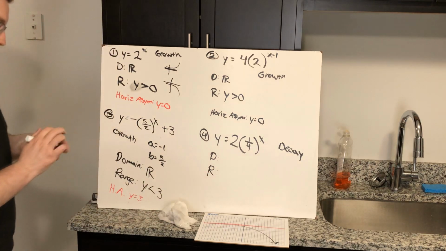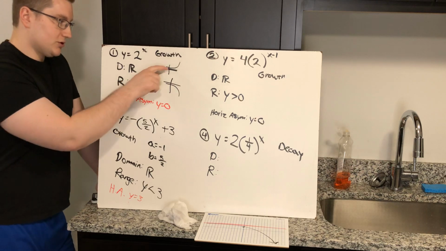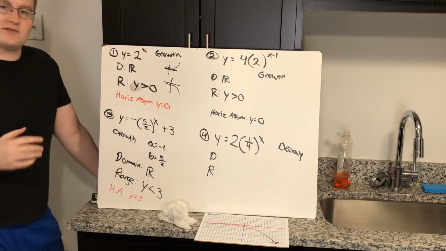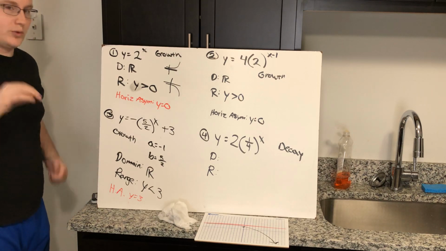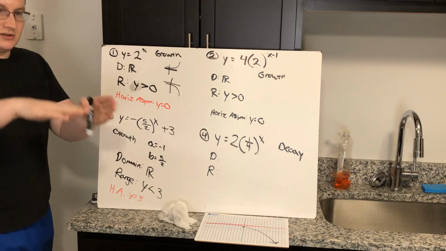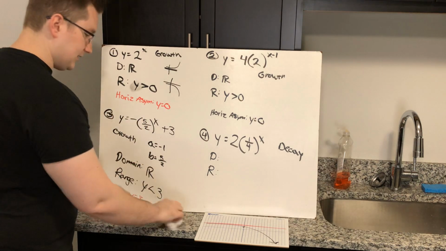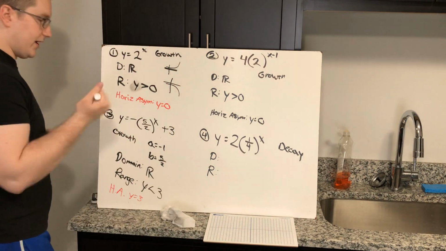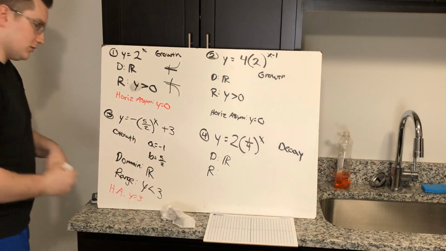And the difference between growth and decay is growth starts off slow, gets big, the rate of change. Well, with decay, our rate of change starts off really, really high and then eventually levels out. So let's take a look at this. Our domain, still going to be all real numbers. That's not changing at all.